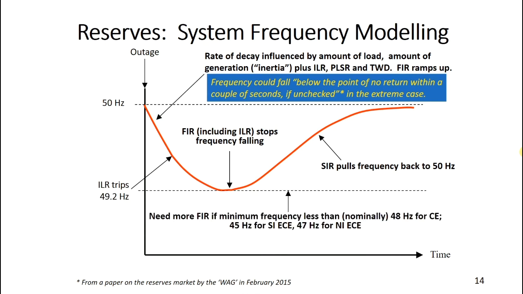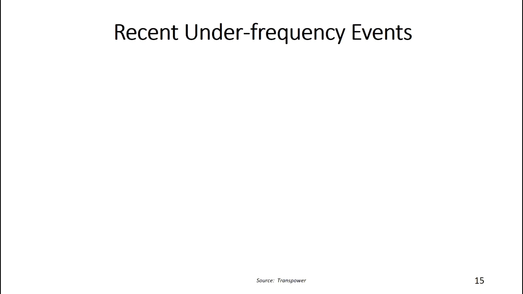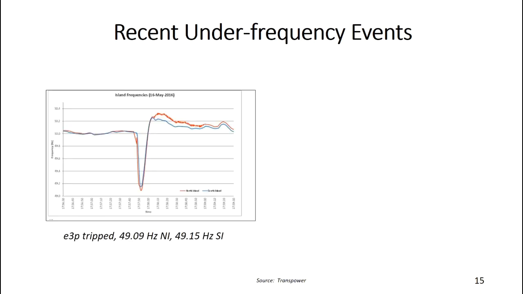Now in the code there are certain requirements regarding the frequency fall after an outage. So for example, more FIR is required if the minimum frequency after an outage drops below 48 Hz for a contingent event, or for an extended contingent event, 45 Hz in the South Island and 47 Hz in the North Island. We can see this in action looking at recent under-frequency events.